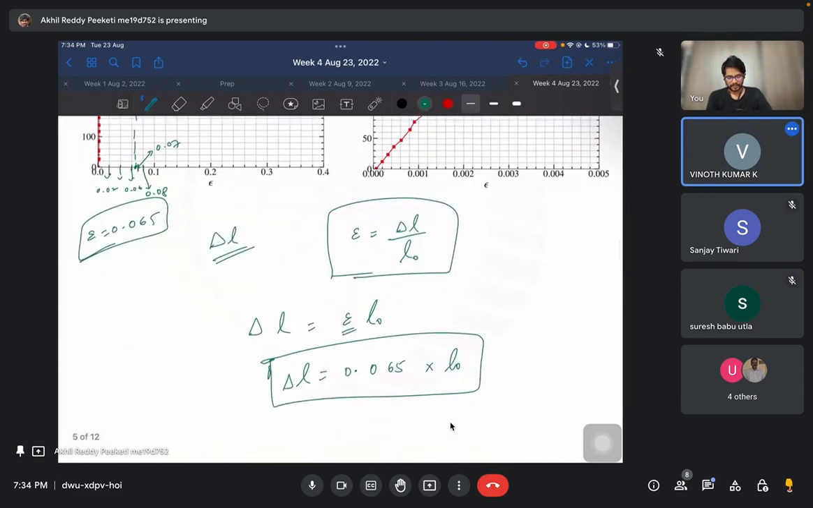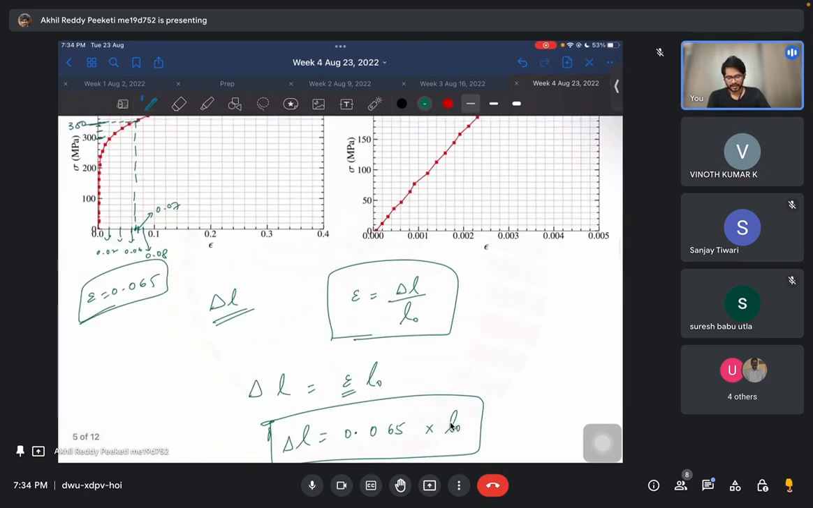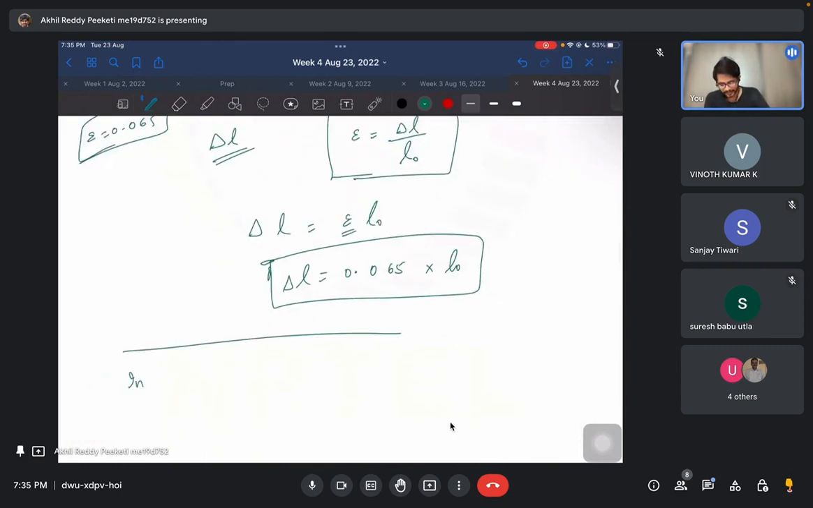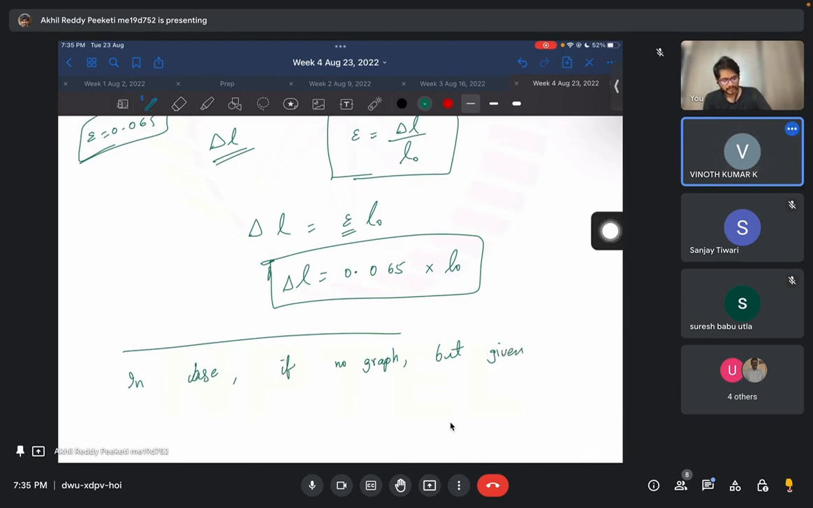Yeah. So in the case where you are not given the graph, but you are told that you are in the elastic regime, we will see a question on that later on. So then we will discuss that. Okay.